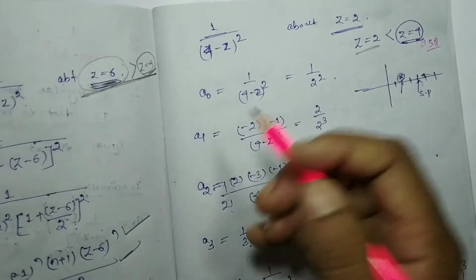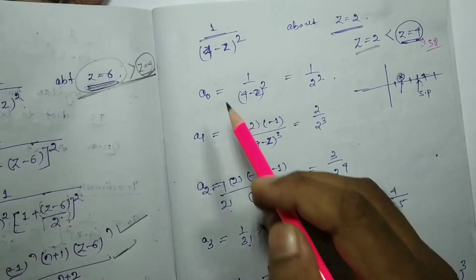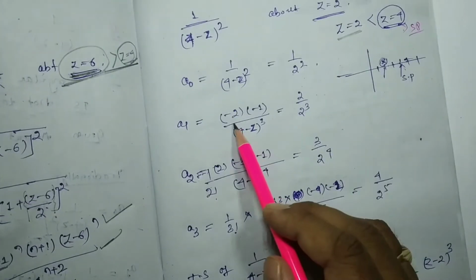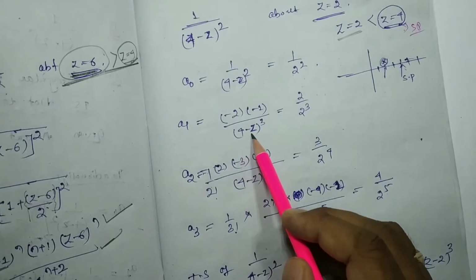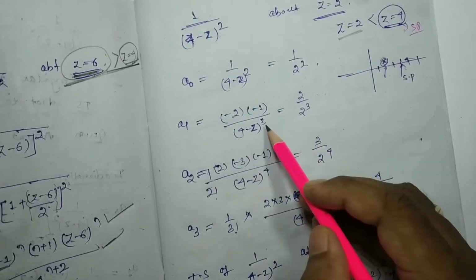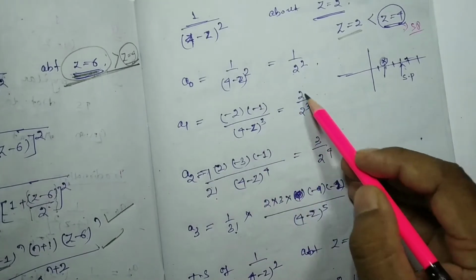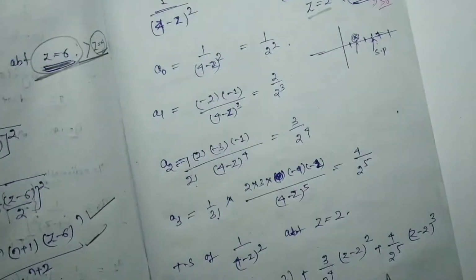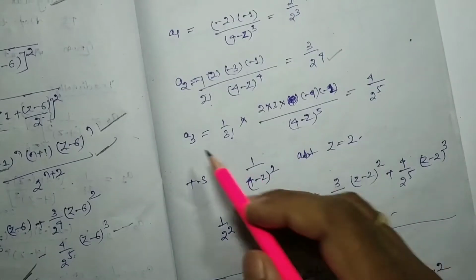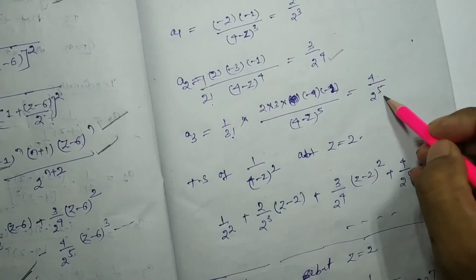So traditionally you have to do first. A0 will be 1 by 2 square. A1, the first derivative, will be minus 2 minus 1 by 4 minus z cube. Here you have to put 2, then 4 minus 2 will be 2 cube. It will be 2 to the power 2 by 2 cube. And A2 you can find is 3 by 2 to the power 4. A3 you can find is 4 by 2 to the power 5.